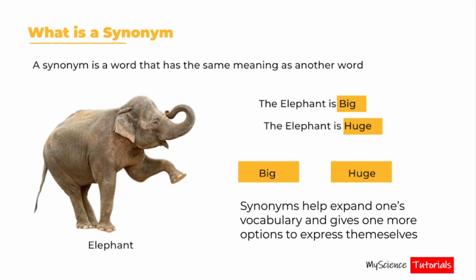Alright, so let's have a look at more examples of synonyms and what other words can be used to replace those words. So let's have a look at our first example. I have a unicorn over here. I can describe this unicorn as beautiful. So the unicorn is beautiful.